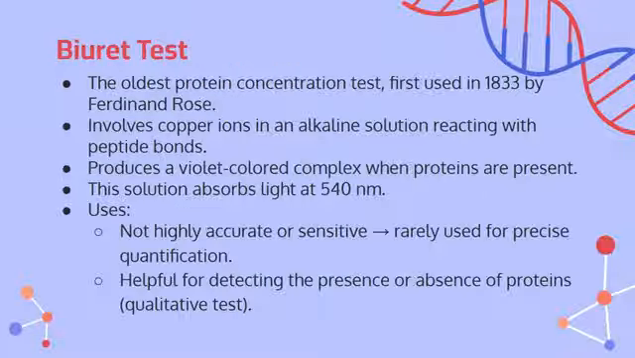So Biuret's test is the oldest protein concentration test, and it was first used in 1833 by Ferdinand Rose. It involves copper ions in an alkaline solution reacting with the peptide bonds, and these produce a violet-colored complex when proteins are present. This solution absorbs light at 540 nanometers. It's not highly accurate or sensitive, so it's rarely used for precise quantifications. But it is helpful to detect the presence or absence of a protein, so it's just a qualitative test.